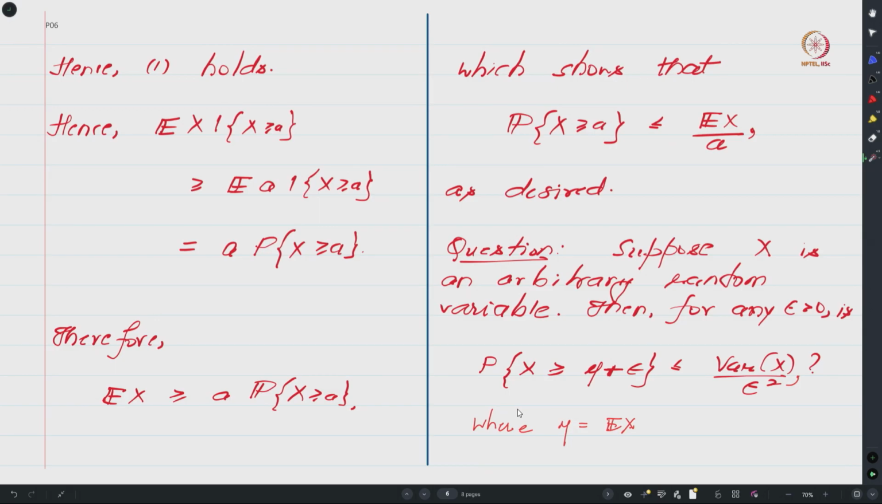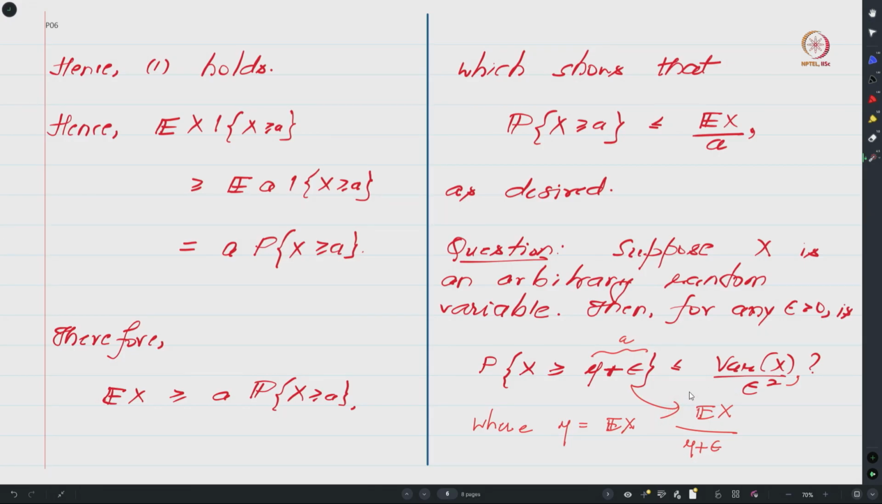Okay, so first let's see if we can directly apply Markov inequality to the left hand side, and whether we can conclude that the probability X bigger than mu plus epsilon. So perhaps we can think of this as a and maybe use Markov inequality to conclude that the probability X bigger than mu plus epsilon is less than or equal to the expected value of X by mu plus epsilon, right. So if you try to think of such approaches, you would be wrong.